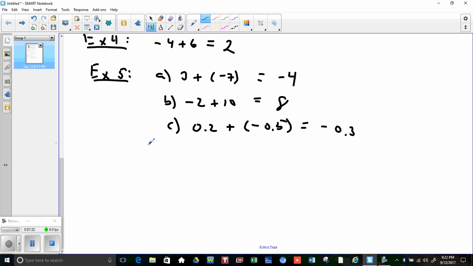All right, let's go ahead and combine this with more than just two numbers being added together here. So letter A, we're going to do 3 plus negative 7 plus negative 8.